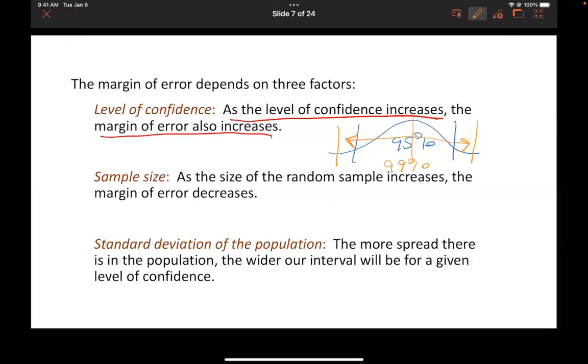If I have bigger sample sizes, my margin of error is going to decrease. So bigger sample sizes are going to help me get a smaller margin of error. That kind of makes sense because as my sample size gets closer to the population size, I'm going to get more accurate.